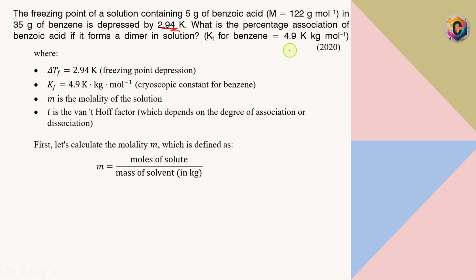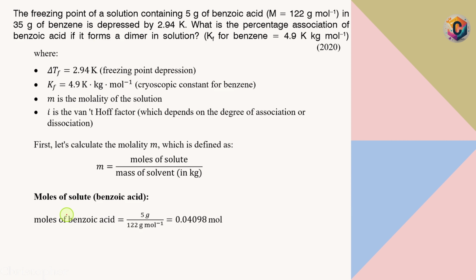So the Kf value is given to be 4.9 Kelvin kilogram per mole. So the m value here is the molality of the solution. Right? And i value here is the van't Hoff factor. So let's now start finding m. So how to find out m? Number of moles of solute divided by mass of the solvent in kg. So we don't know the moles, and in the question, they have given the weight of solvent in terms of gram, and then I need to convert it into kilogram. So these two things I need to first find out.